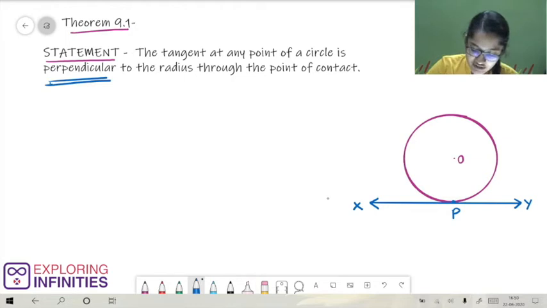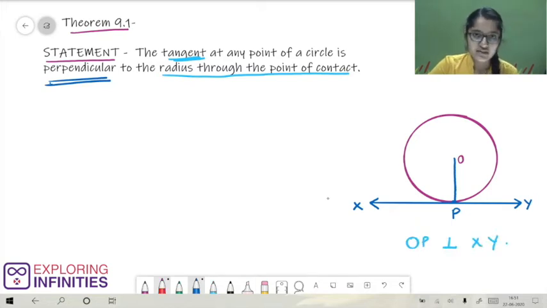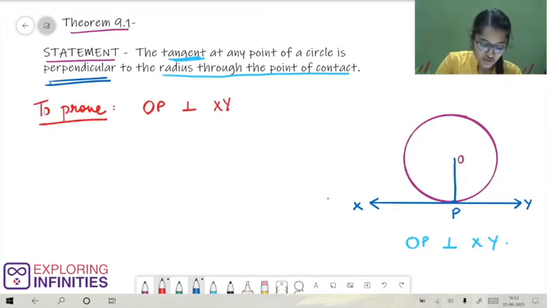Here, our tangent is XY and the point of contact is P. So the radius through point of contact would be obtained on joining O and P. That means OP is the radius through point of contact. According to the statement, this radius passing through the point of contact is perpendicular to the tangent. That means OP is perpendicular to XY. Now let us look at the proof. First, let us write down what it is that we need to prove. To prove OP is perpendicular to XY.